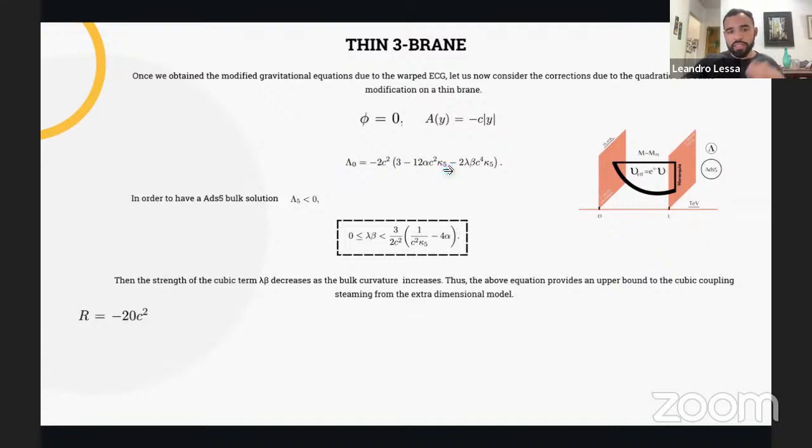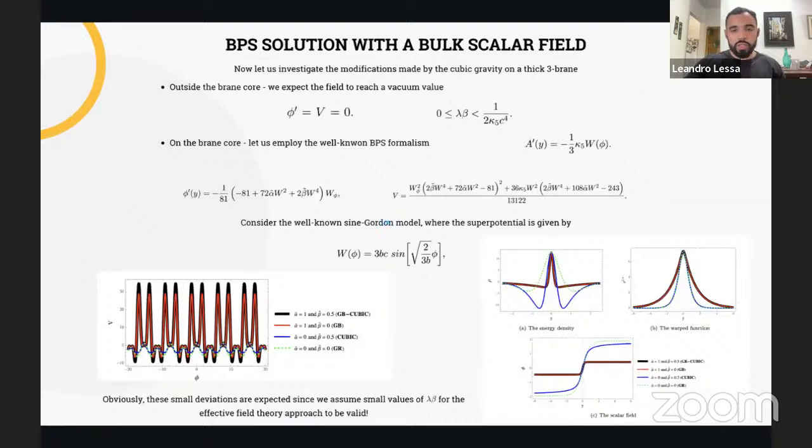In order to have the AdS5 bulk solution, you can find some upper bound for the cubic coupling given by this expression. So then the strength of the cubic term lambda beta increases as the bulk curvature given by this expression increases. So this equation provides us an upper bound for the cubic coupling from the extra dimension. So now you can consider the effect of the scalar field.